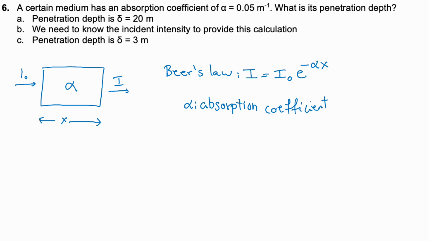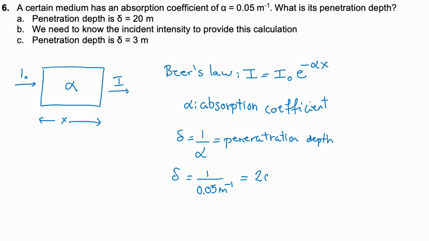And then delta, which is what it's asking us, is our penetration depth, which is the inverse. Now if we do that, we know that alpha is 0.05 inverse meters. The penetration depth is going to be 20. So that means that the correct answer is A.